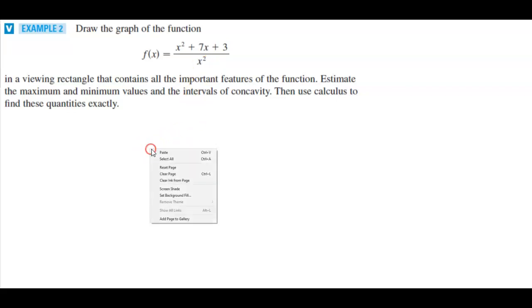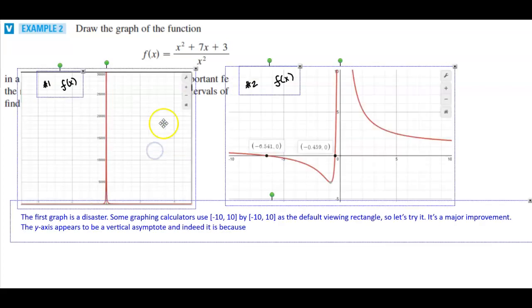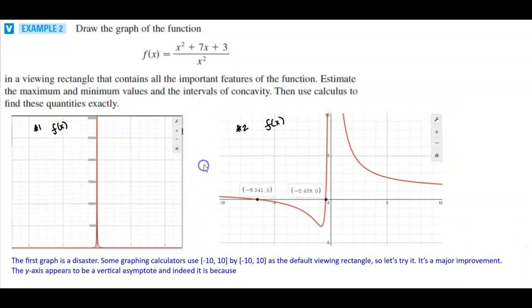So I went ahead and did that on Desmos, okay? And so here you can see what the function looks like first. When we graph this function here on the left graph, you can see that it doesn't really give us a lot of information. Actually, the first graph is a disaster the way it looks right now. So we can't really get any information from that graph.